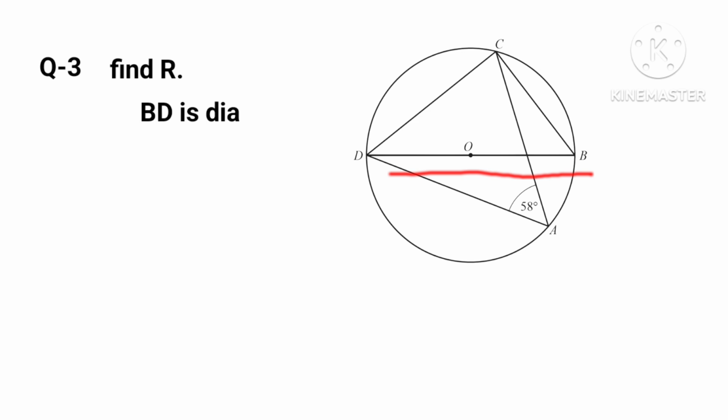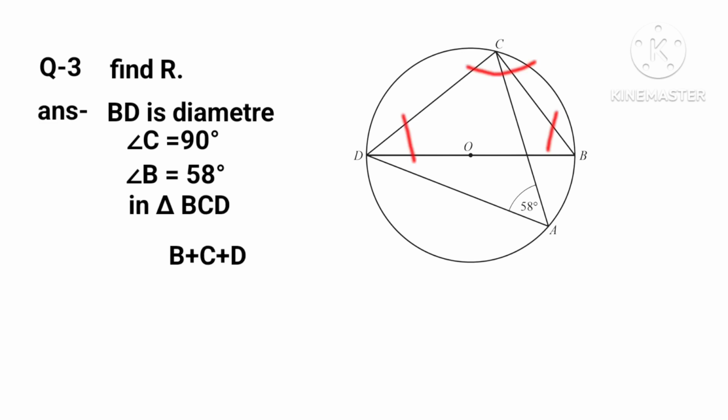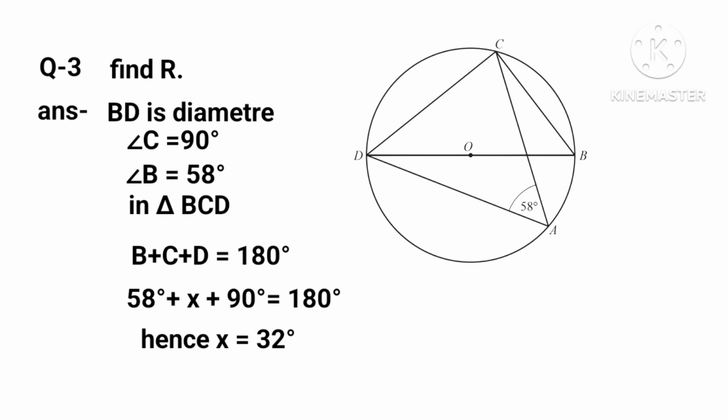Since BD is a diameter, therefore angle C is equal to 90 degrees, angle of semicircle. Angle B is equal to 58 degrees, angle on the same segment. Therefore, in triangle BCD, B plus D plus C equals 180 degrees. 58 degrees plus X plus 90 degrees equals 180 degrees. Hence, X equals 32 degrees.